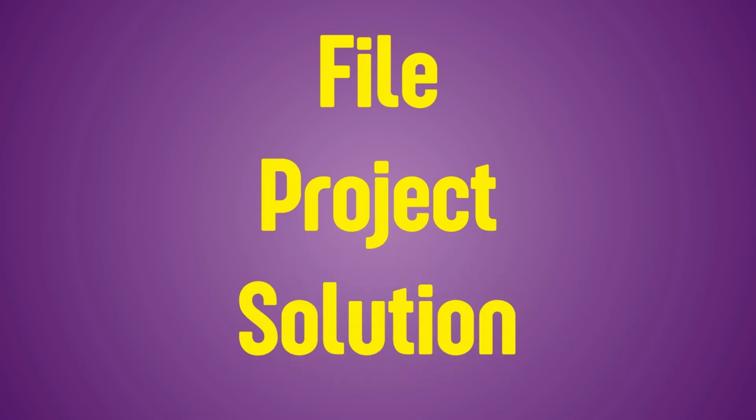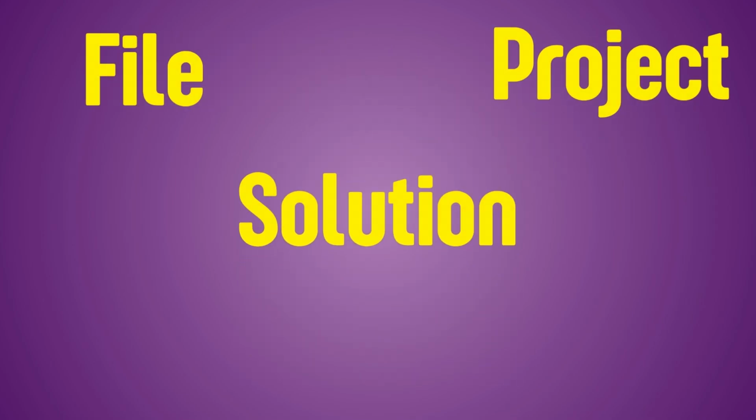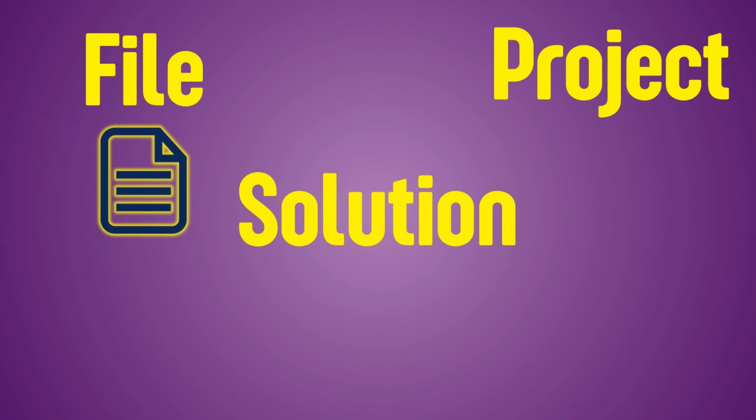A C# program is organized into three different parts: a file, a project, and a solution. This can be a little confusing for beginners, but it's pretty straightforward. A file is just a single file that contains code, just like a Word document with your history essay.